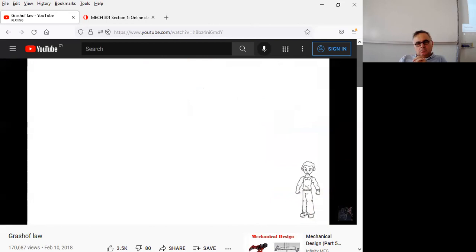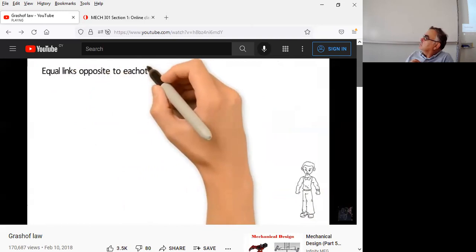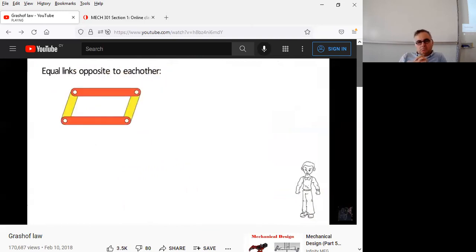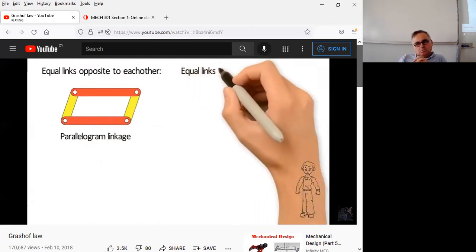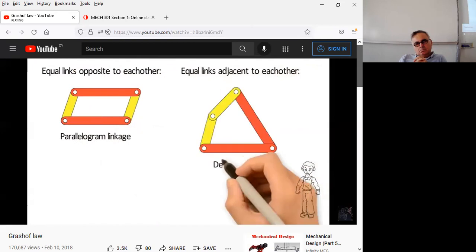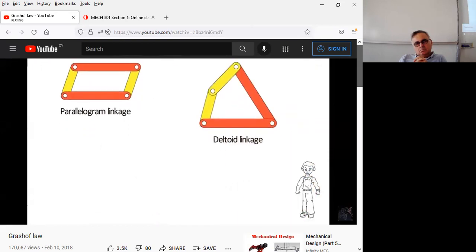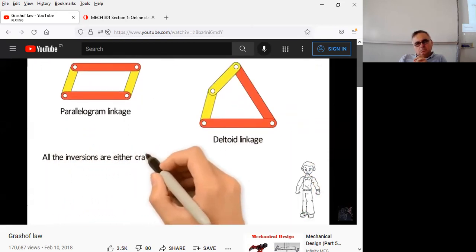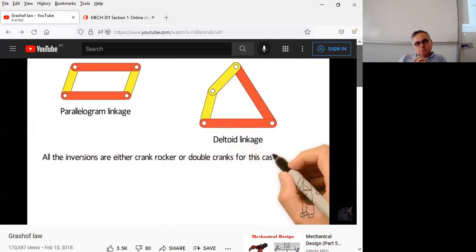In this case, links can be joined in two ways: equal links opposite to each other. The linkage so obtained is a parallelogram linkage. Another way is equal links adjacent to each other. The linkage so obtained is a deltoid linkage. All the inversions are either crank rocker or double crank for this case.